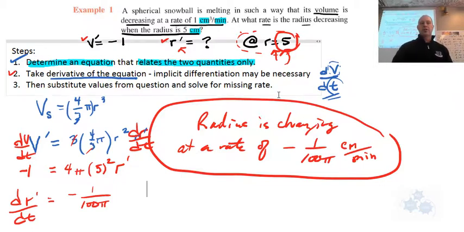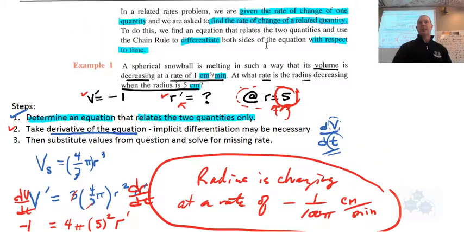Okay, so that's your intro and your first example for related rates. We're going to be given a rate, asked to find another rate, given a certain constraint or a certain point in time when we need to find this unknown rate, and then these are the steps you follow.